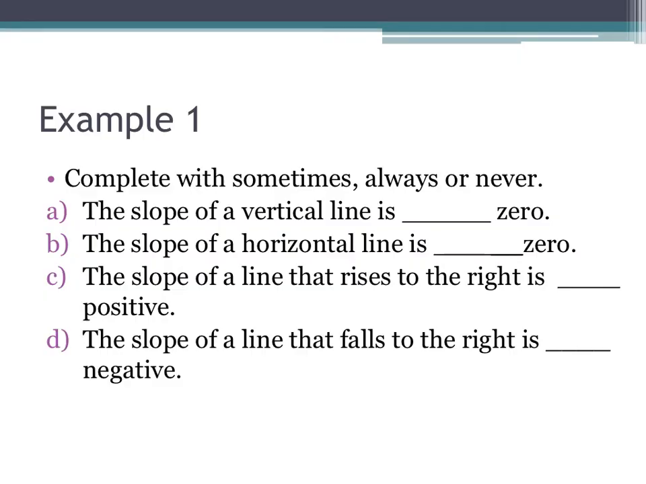All right, let's place them always, sometimes, never. The slope of a vertical line is always, sometimes, or never 0? Never. Remember, the vertical one is undefined. The slope of a horizontal line is always, sometimes, never 0? Always. The slope of a line that rises to the right, that means as I'm looking at it from left to right, it is rising, is positive. Is that always, sometimes, or never true? Always. The slope of a line that falls as it goes to the right is always, sometimes, never negative? Always.